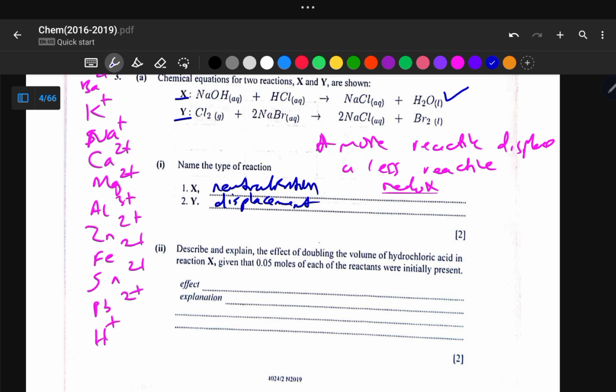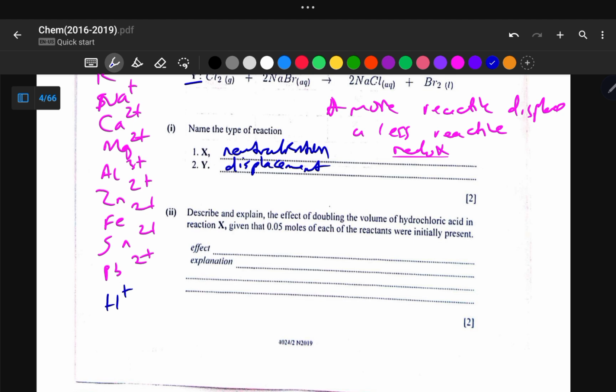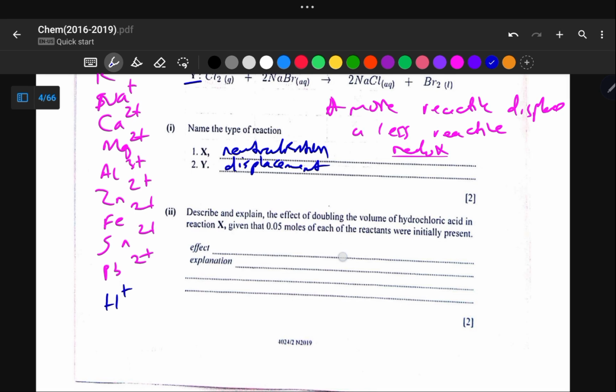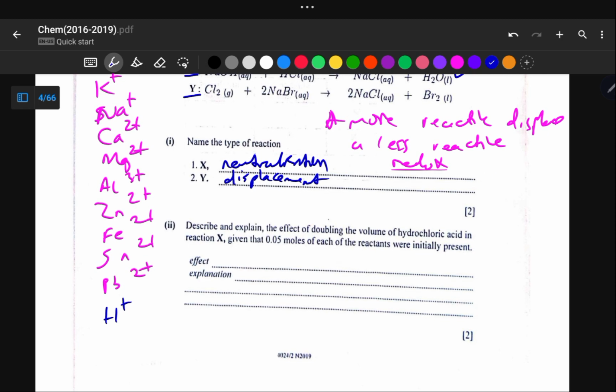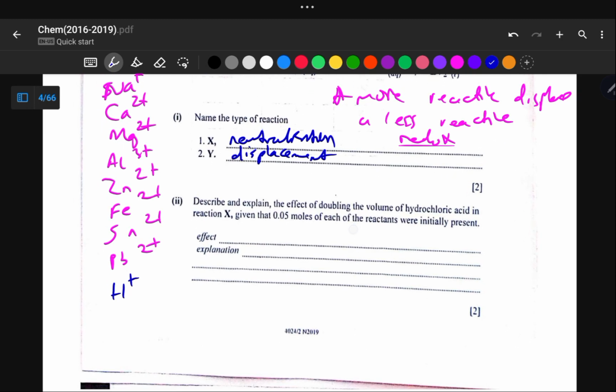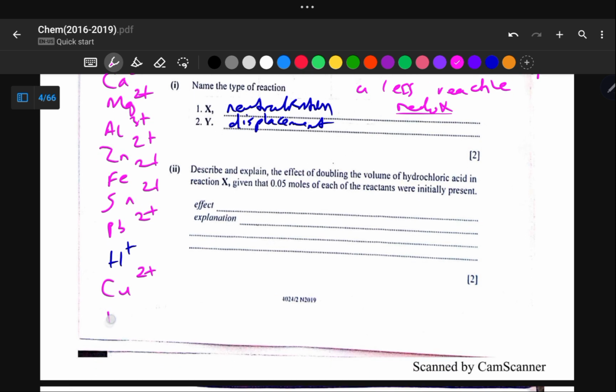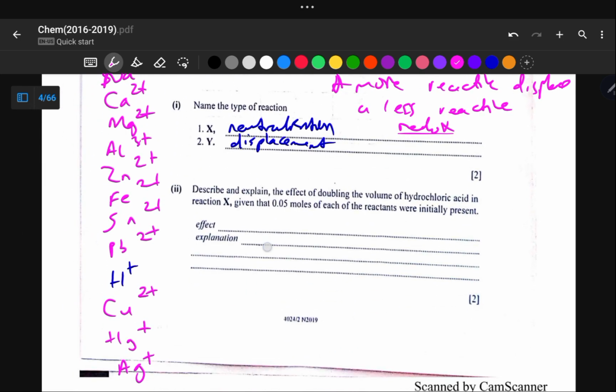We need to highlight hydrogen with a different color because hydrogen is our reference point. When measuring atomic masses, we say with respect to carbon-12 atoms. For electropotentials or the reactive series, we refer to the hydrogen ion. You will understand it when we do electrochemistry for A levels, right? For O level, you simply have to understand and recall this reactive series, right?